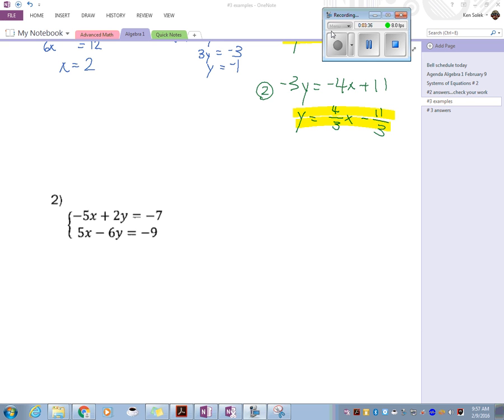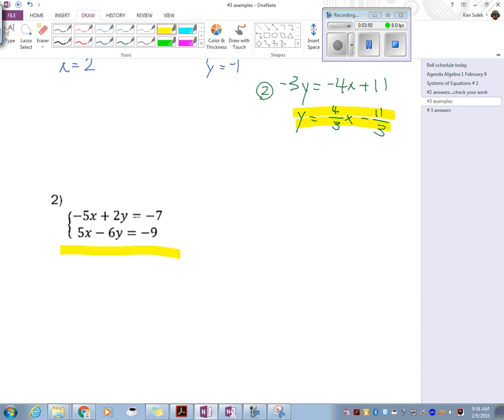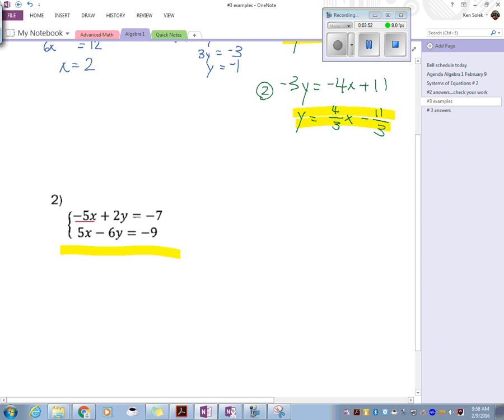So as we add these, the x's cancel out. So you can see that negative 5x and 5x is nothing. 2y and negative 6y is negative 4y. And negative 7 and negative 9 is negative 16. So y equals positive 4, because negative divided by negative is positive.